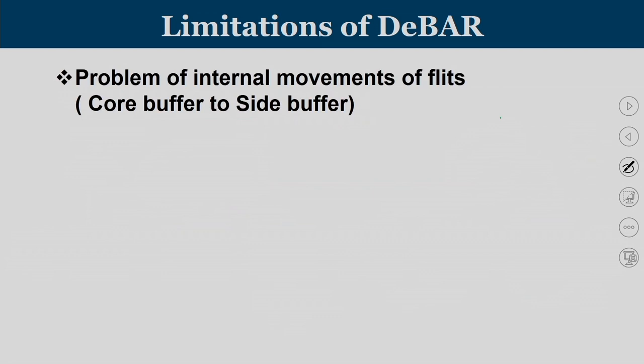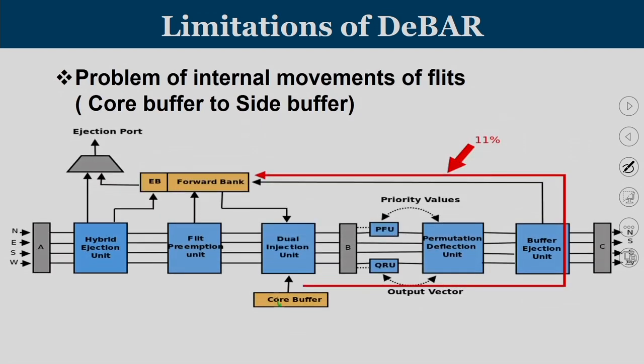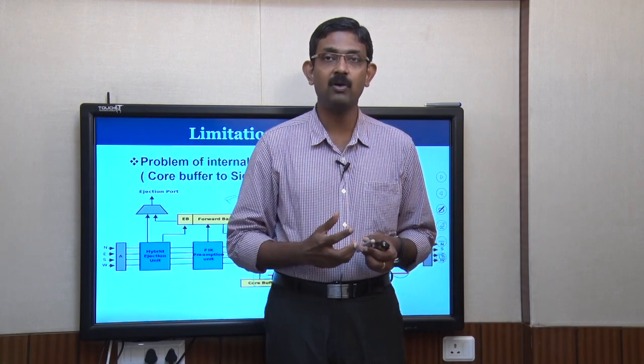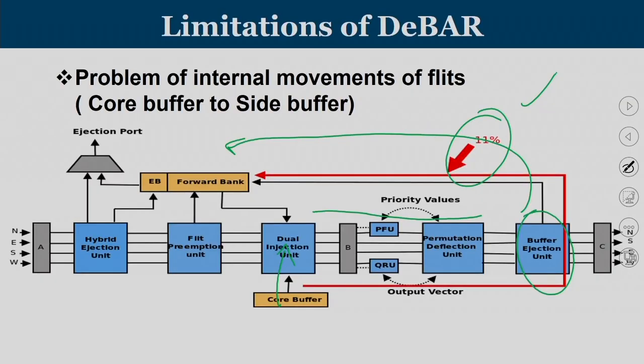The second one is called the problem of internal movement of flits. Consider a flit entering from the core buffer, going into the dual injection unit, and all the way into the permutation deflection network. It so happened that the flit that was recently added got a non-productive port. Once you get a non-productive port, the buffer eject unit takes you into the side buffer. In 11% of cases, a flit that recently entered from the core buffer reached the permutation deflection network and got a non-productive port, leading to movement into the side buffer. So, essentially it is a movement from core buffer to side buffer. This is called the problem of internal movement of flits. There is no productive movement for the flit. The flit is just moving from one array inside a router to another array inside the same router. This is called core buffer to side buffer movement, and it happens roughly around 11% of cases.